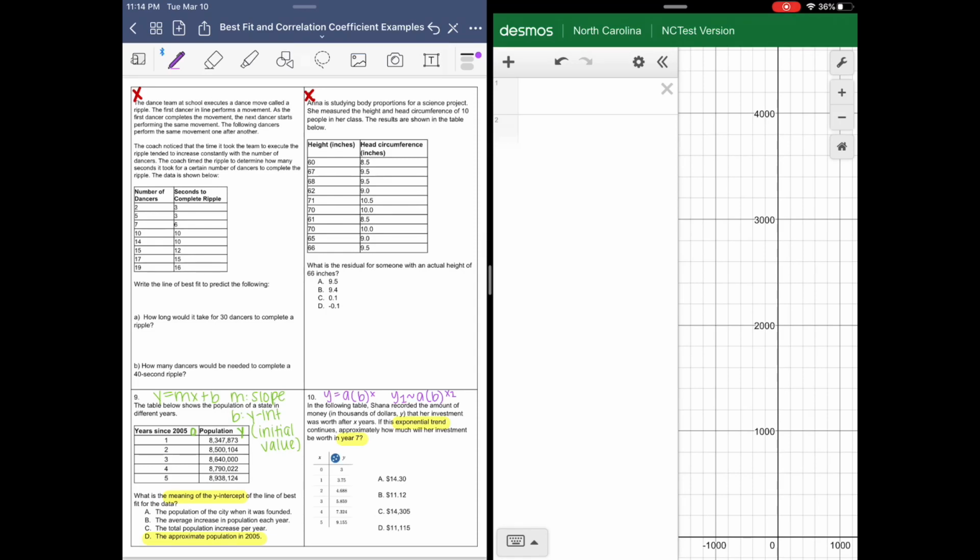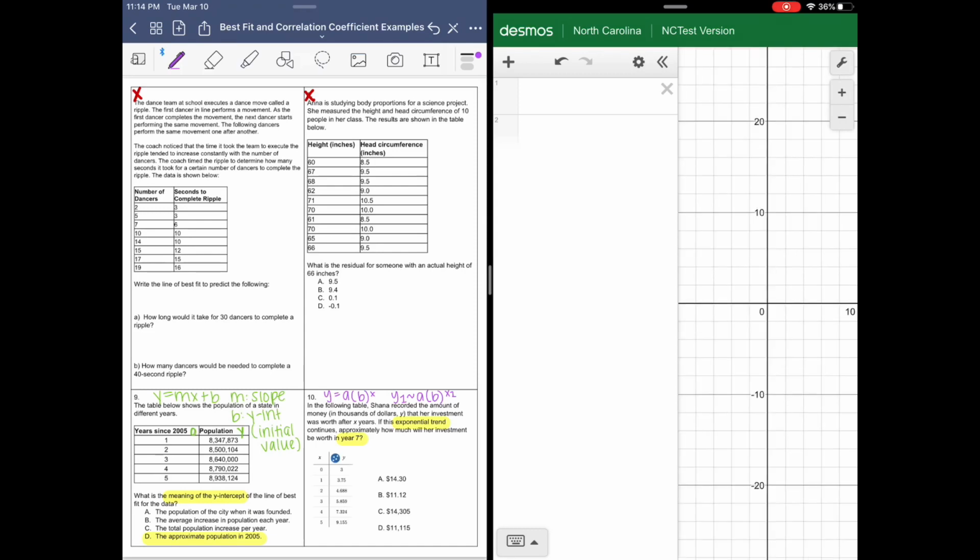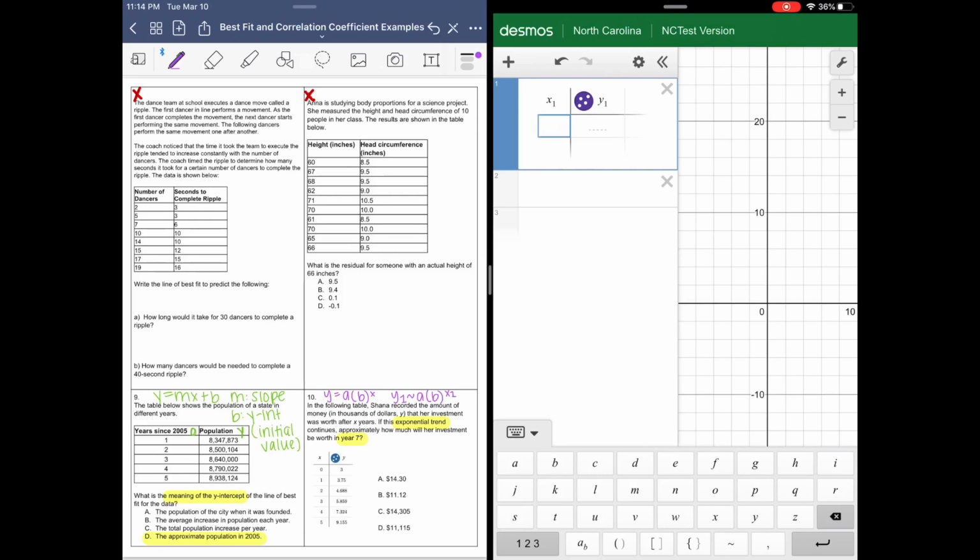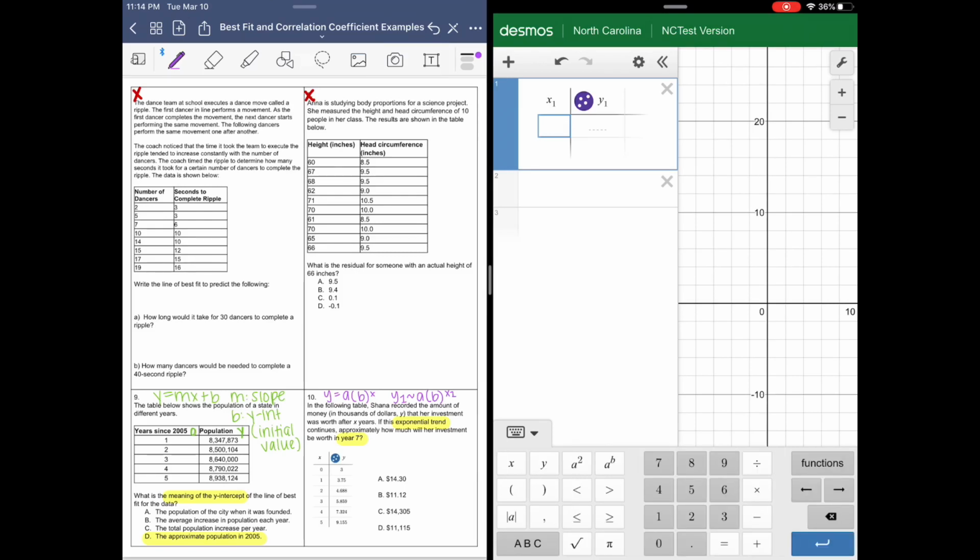Alright, so in Desmos, once again, I'm going to click this little house button, get us back to a standard window, and add a table. So we're going to put in our values 0 through 5.